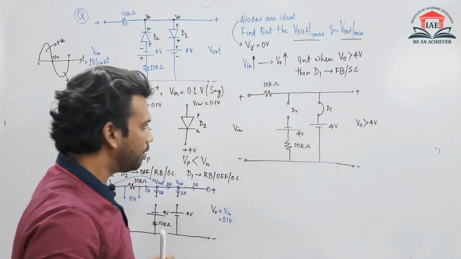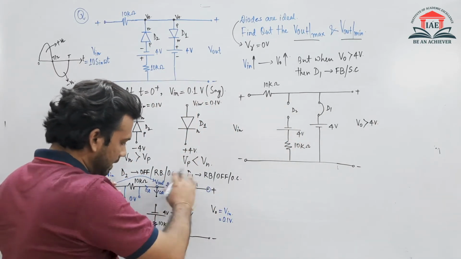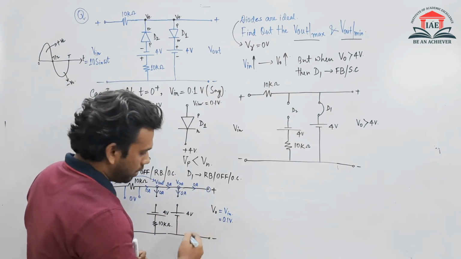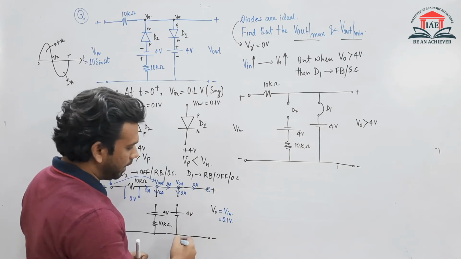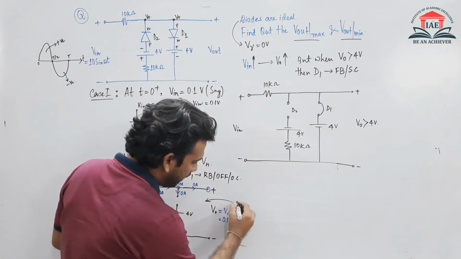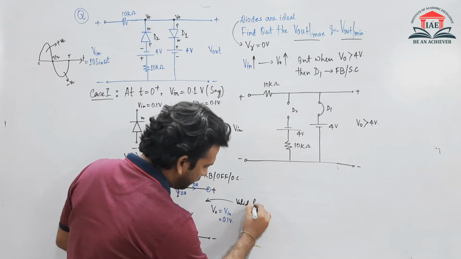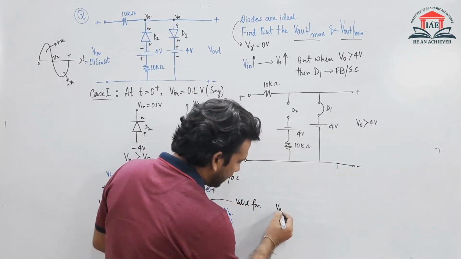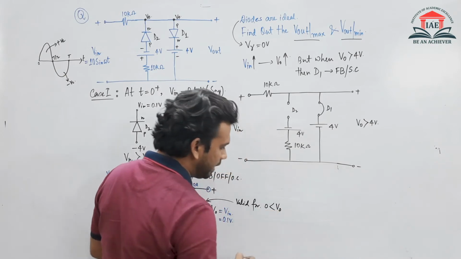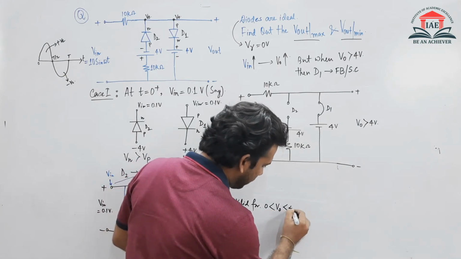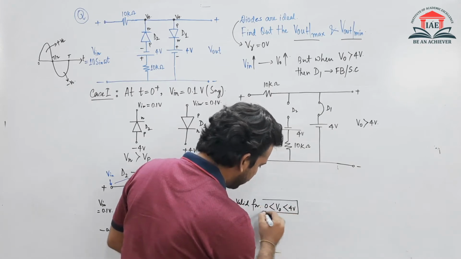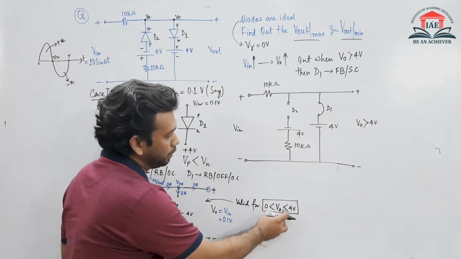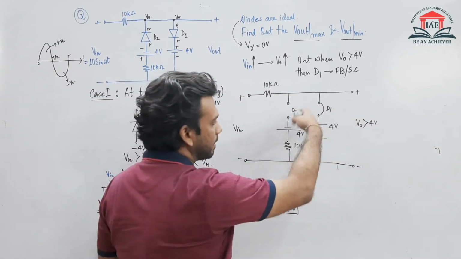That means we can say that this circuit will be valid up to a limit. What will be the validity of this circuit one? This circuit will be valid when the output voltage is greater than 0 and less than 4 volt. So this is the limit of this circuit. Now when the output voltage is greater than 4 volt, then the other circuit will be applicable.